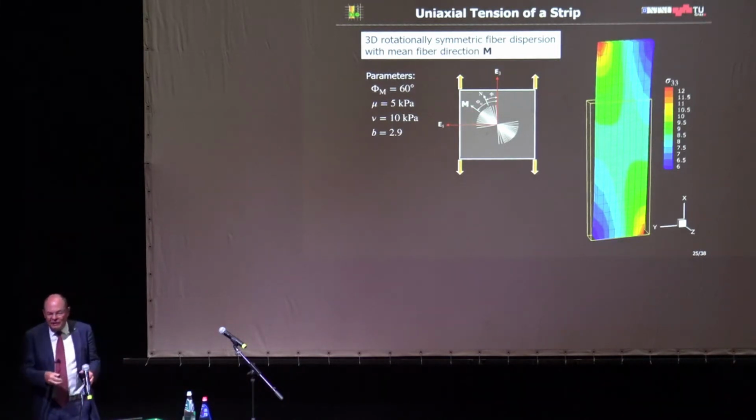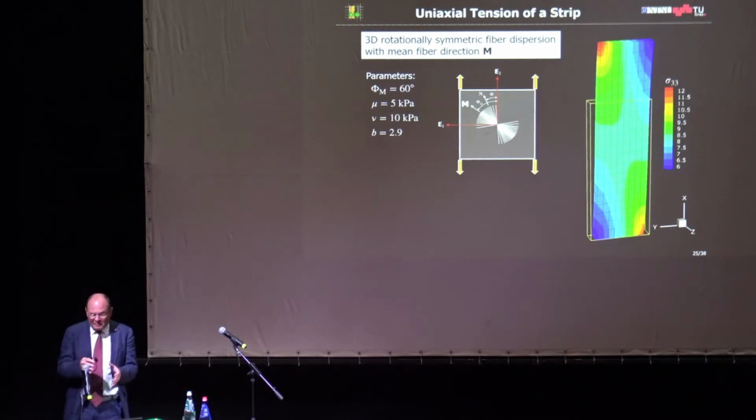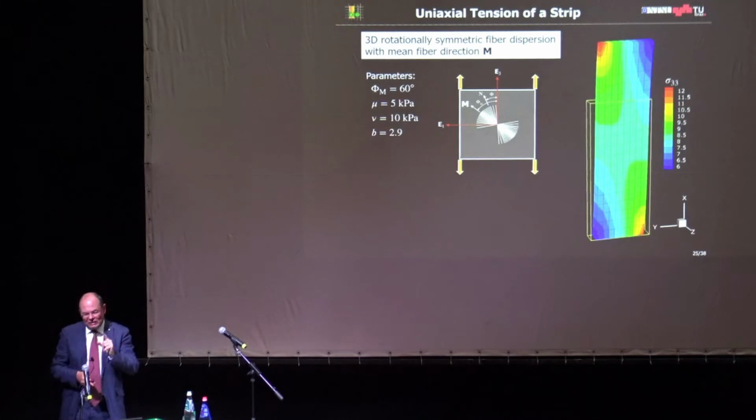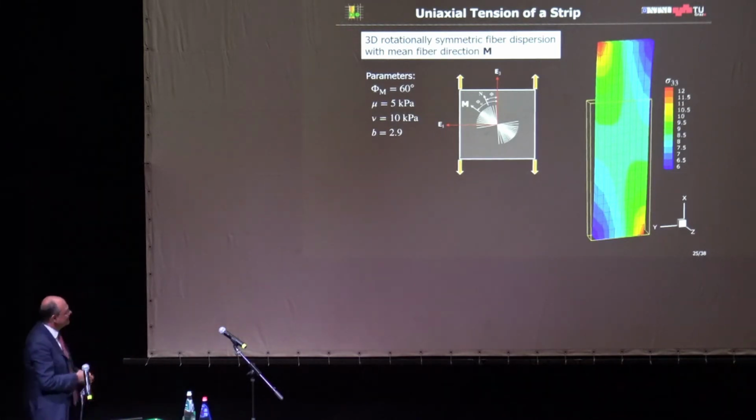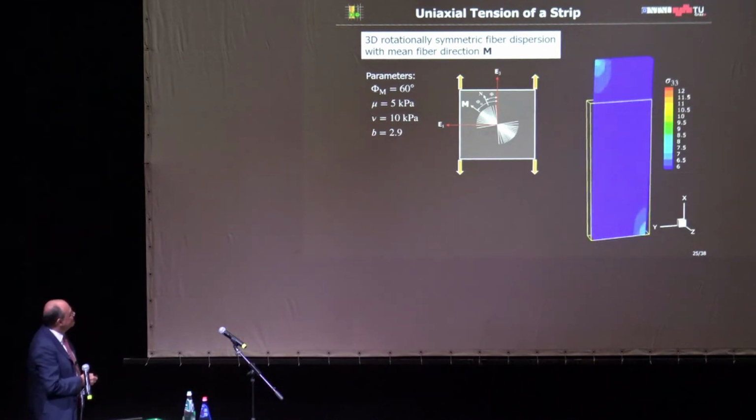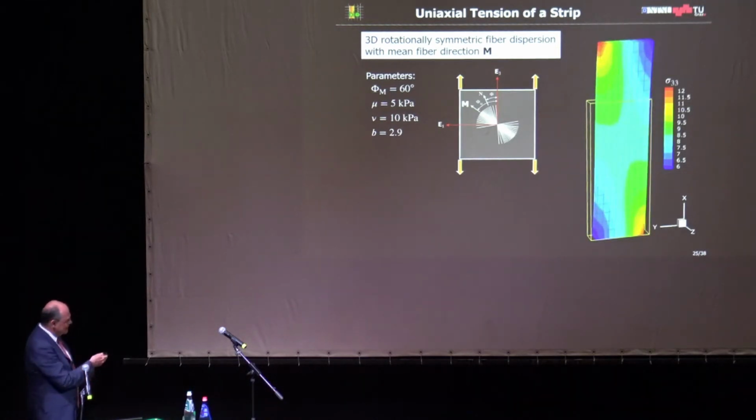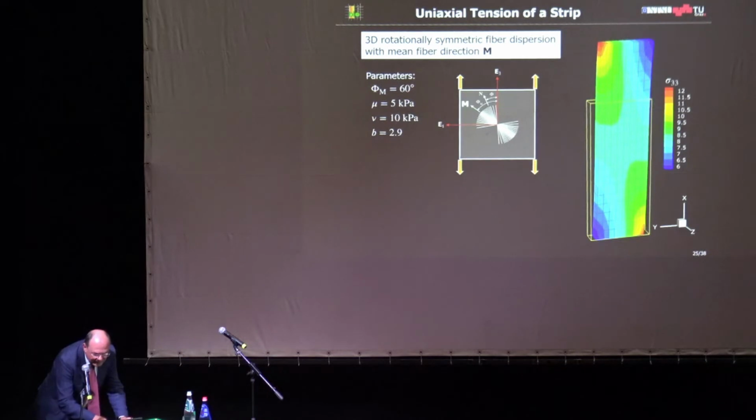You can imagine what happens. This is a very complex problem. It's uniaxial extension, but the mean fiber direction is not along the loading direction. Tricky, because you will induce a lot of shear, and you will induce twist and so forth, and that you see here. So it twists, and this is the Cauchy stress in the third direction. So it's quite tricky.